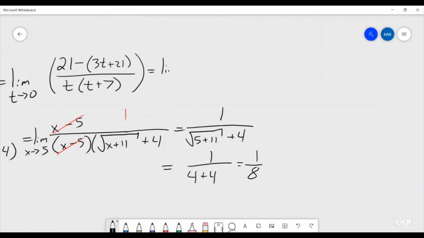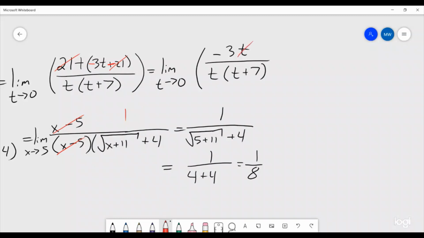Which is equal to the limit as t goes to 0 of 21 minus, let's distribute that negative through, a minus and a minus, so that becomes 21 minus 21, so those two cancel. So we are left with a negative 3t on the top over t times t plus 7. t and t can cancel from the top and bottom. So those two can cancel.